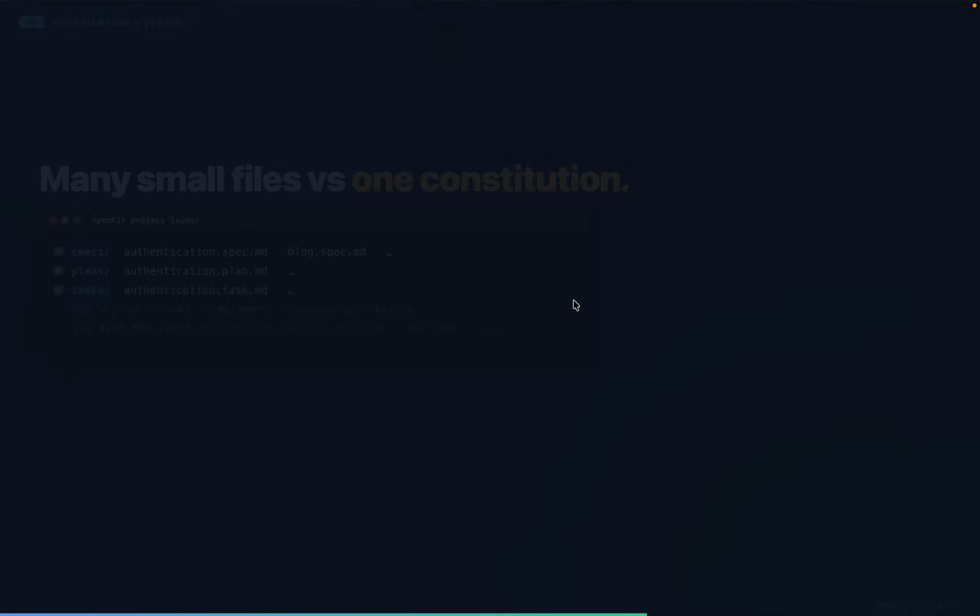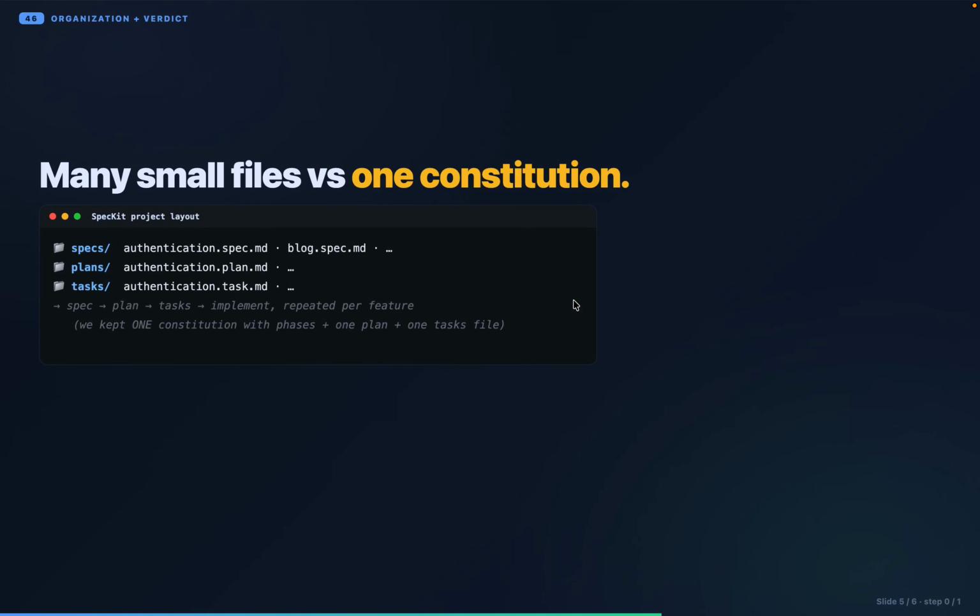Organization and the verdict. Organization differs too. SpecKit splits everything per feature. A specs folder with authentication.spec.md, blog.spec.md, matching plans and tasks folder. Spec, plan, tasks, implement, repeat per feature. We kept one constitution with phases, one general plan, one tasks file.